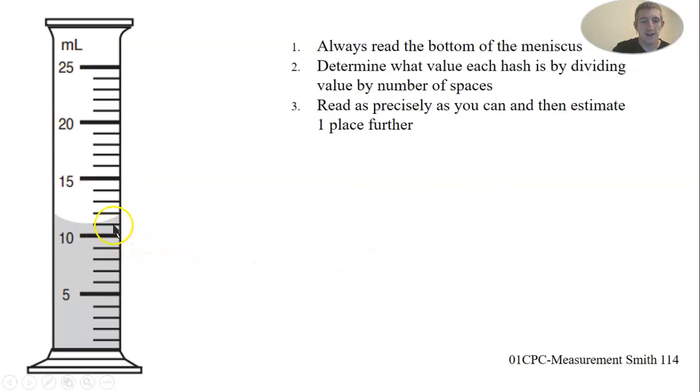So 10, and now you have to guess how much each line is worth. 10 to 15, that means each of these lines is 1. This is at the 11 mark, and I can estimate, step 3, estimate 1 beyond 11, so I can say 11.0.